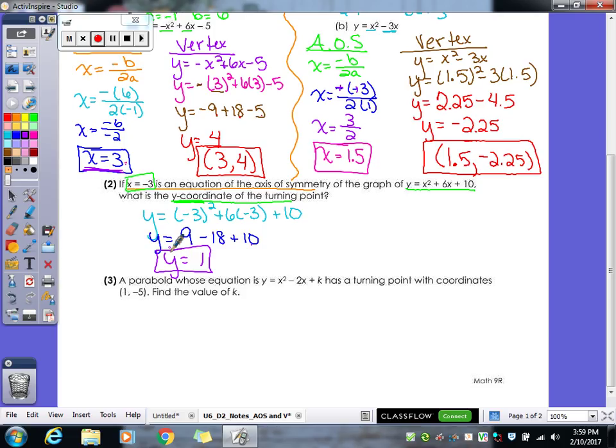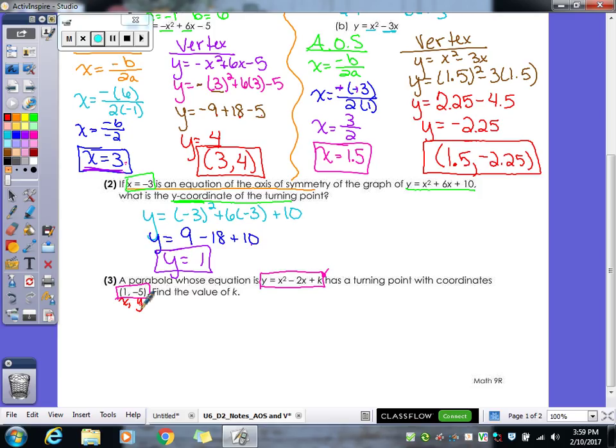This next one, number 3, they gave us this equation here, which if you notice, is a little different because it's got a k at the end there. So we have this parabola whose equation is this, has a turning point with coordinates of 1, negative 5. They want us to find the value of k. So since we know this is the turning point, and since it is a normal point, that means 1 is an x value, negative 5 is a y value. It's always x comma y.